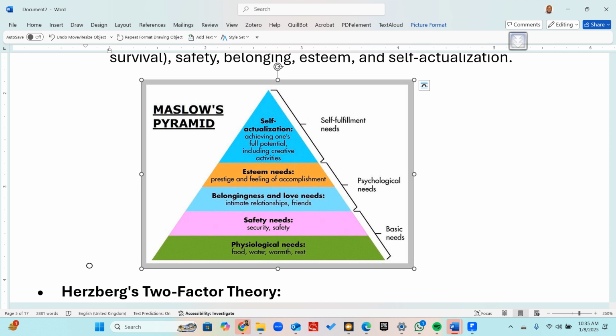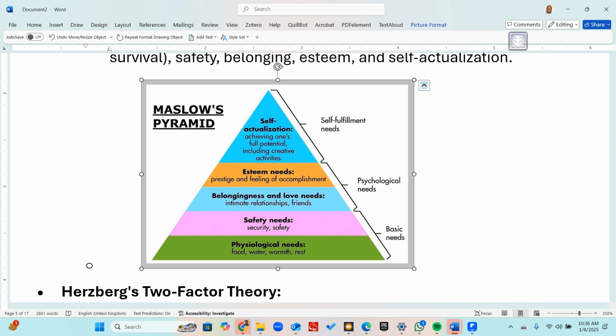Then you have the psychological needs, belongingness and love, intimate relationship and friends. Then we have the self-esteem need, prestige, feeling of accomplishment. Then we have the self-actualization, achieving one's potential, including creative activities and the rest. So just three levels here: basic needs, psychological needs, and self-fulfillment needs. Under the basic needs, you have the physiological needs and safety, and the belongingness and love.